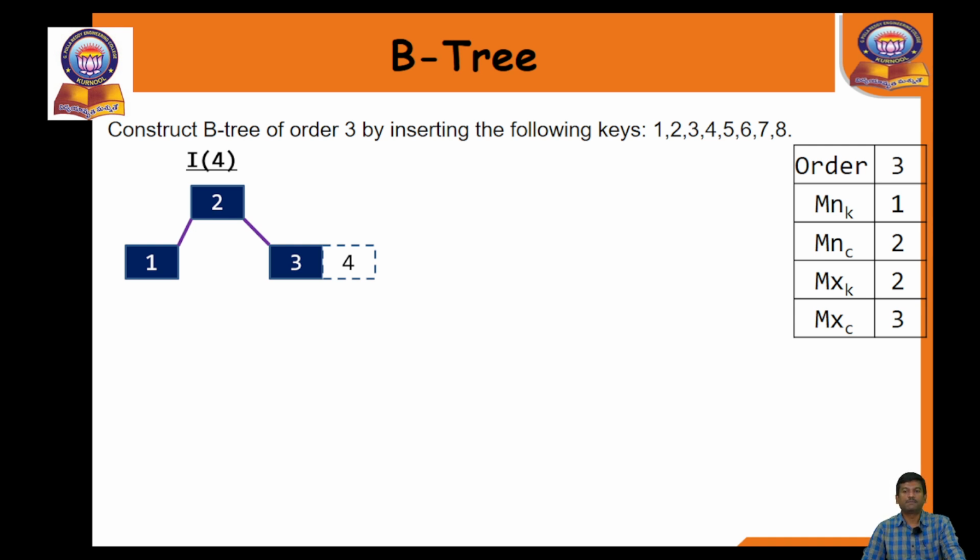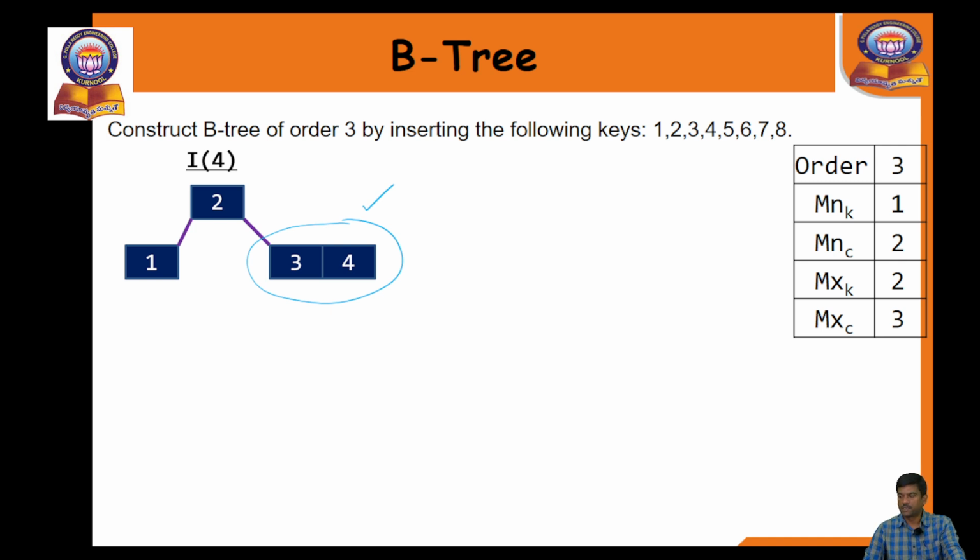Then find whether the maximum allowable keys are exceeded. Here, at this node, there are 2 keys present. So it is allowed. Beyond 2 keys, it is not allowed. So far there are 2 keys, and that is how this is a valid B tree.